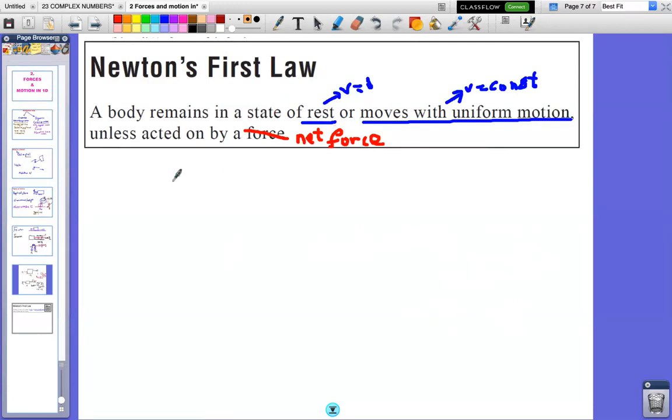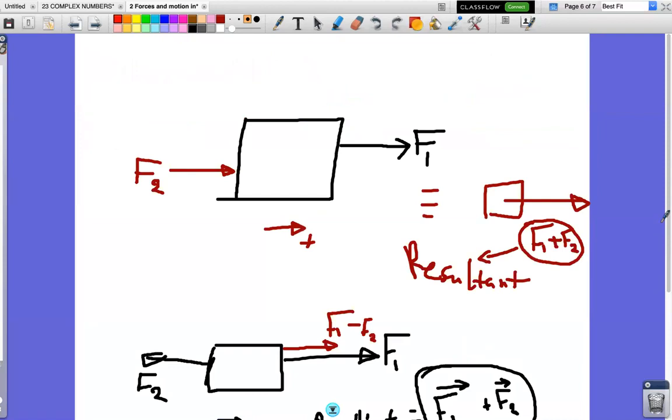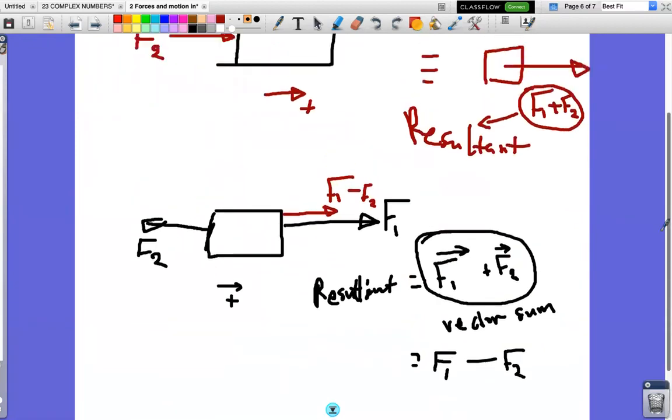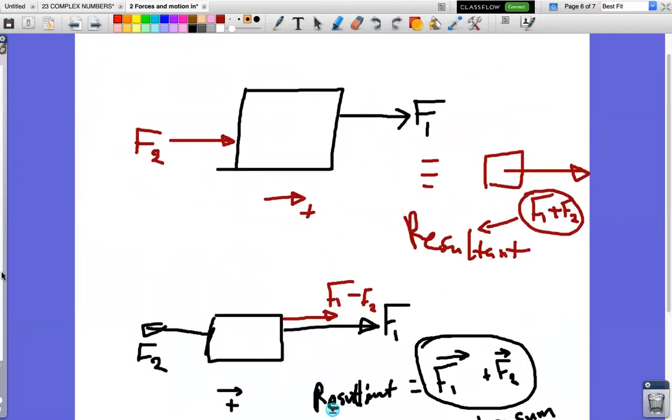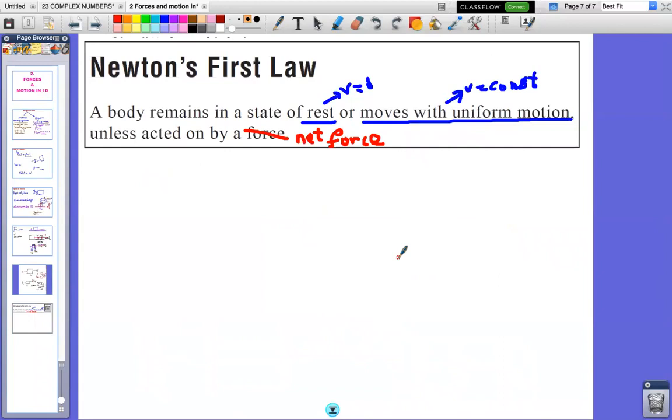Any object will stay at rest, not moving, or it will be moving with constant velocity. This means the same speed in the same direction, in a straight line, except if there is a net force on the object. What is net force? Net force is just what we talked about here, resultant force. If the resultant force is 0, the object will be at rest or will be moving with constant velocity.